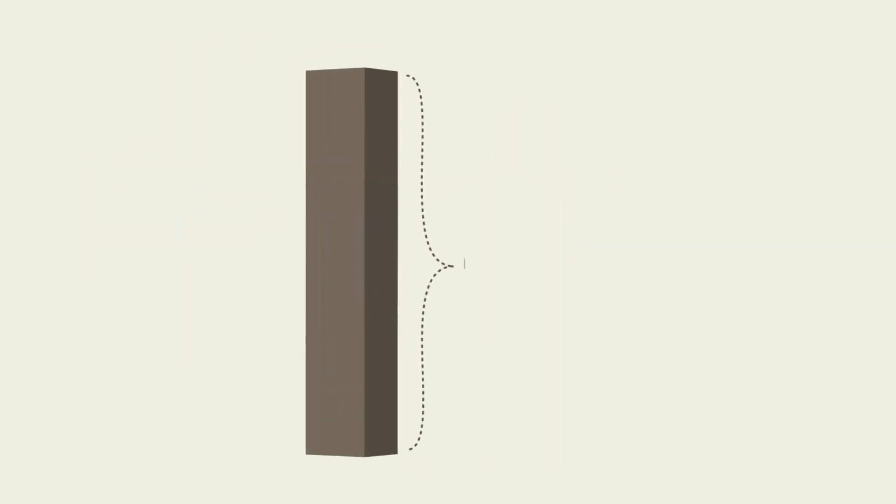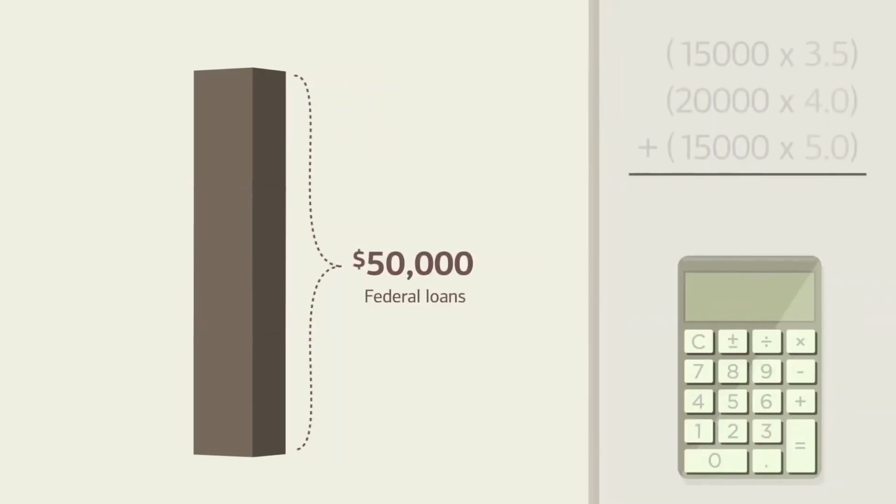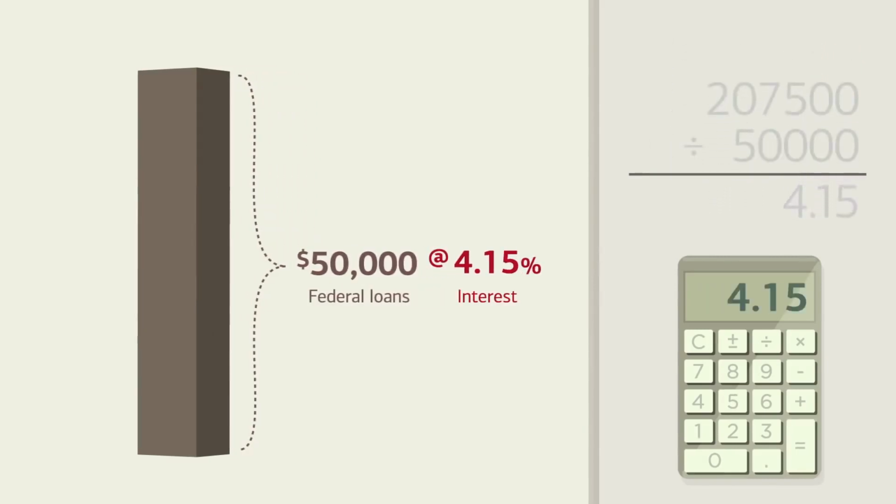Under your new loan terms, your loans will be consolidated into one $50,000 loan, and you'll have one new fixed interest rate, which is determined by taking the weighted average of the interest rates on your previous loans and rounding up to the nearest 1/8 of 1%. In this case, that's 4.25%.